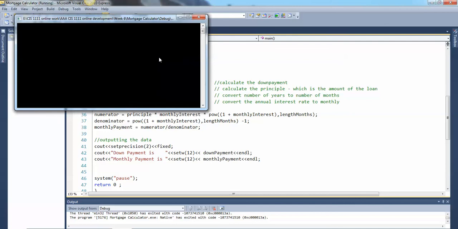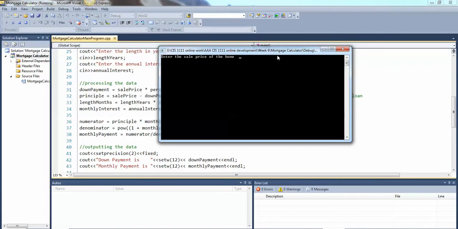So we click debug again, we enter 100,000, we enter the percentage down, which is 0.035. The length in years is the same, 30. The annual interest rate is 0.04. And now the down payment is lower and the monthly payment is $460.